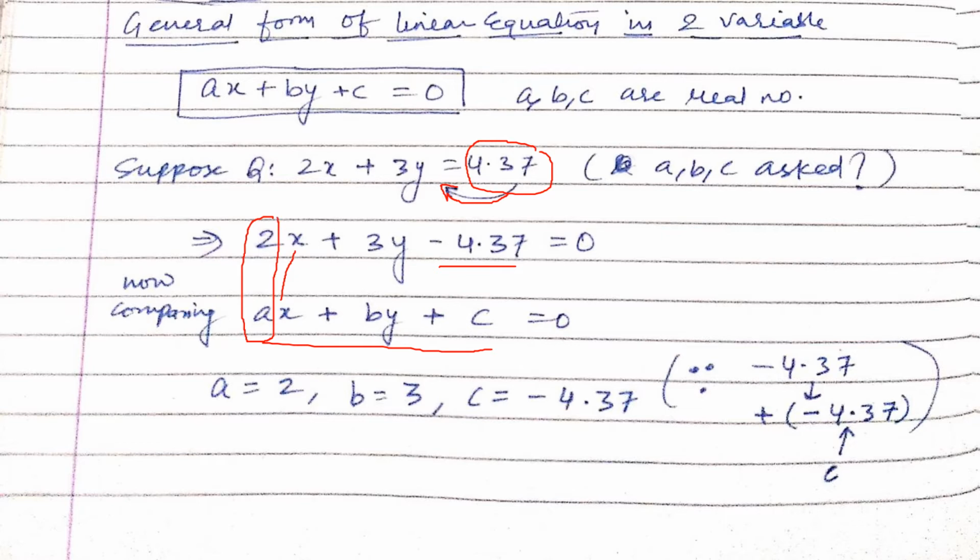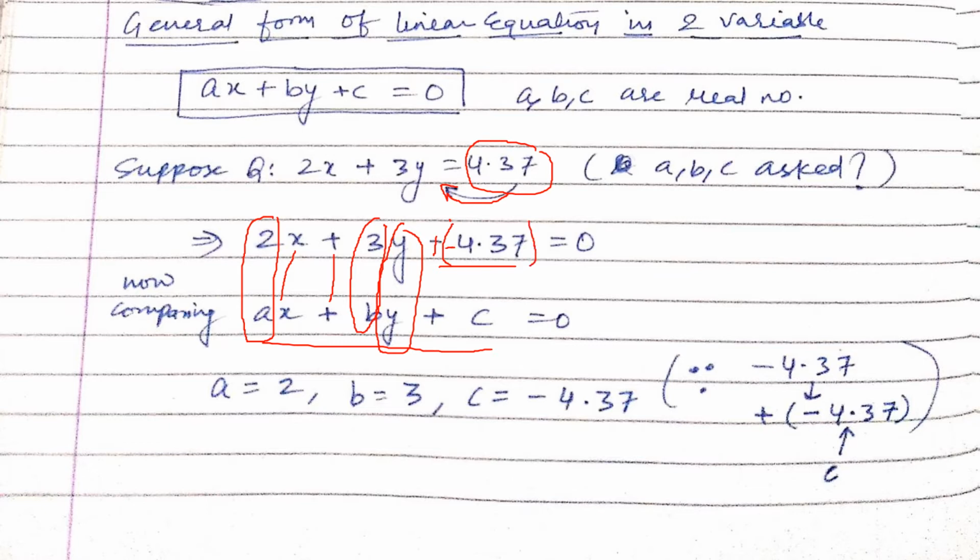2. Plus and plus are same. Y and y are same. That means 3 is equal to b. Finally, plus and minus is coming, so we have to make it plus only. How do we make it plus? By putting a bracket with a negative sign like this.